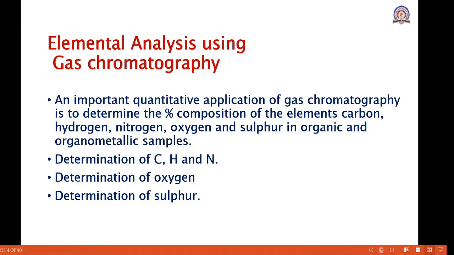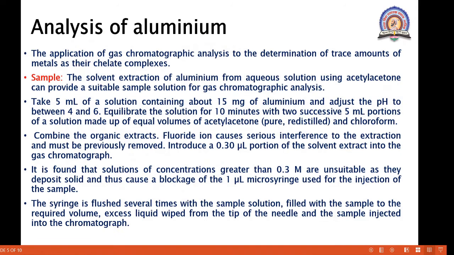After this treatment, a small volume of that water is injected into the gas stream, which then passes through a heated packed tube where the organic material is oxidized to carbon dioxide. And the carbon dioxide is converted into methane for determination by gas chromatography. So in this way, we can find out the total organic carbon, which is very important in water analysis. In this way, elemental analysis is done by using gas chromatography.